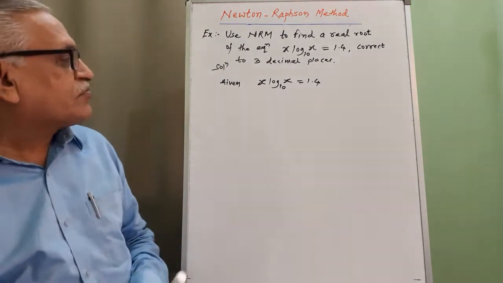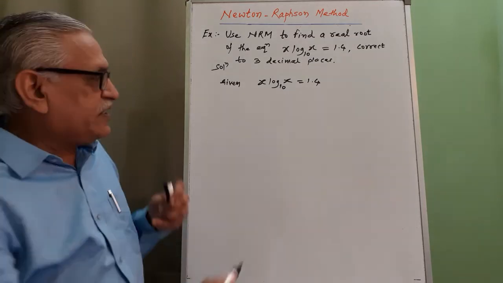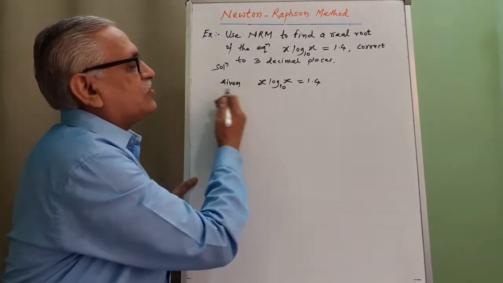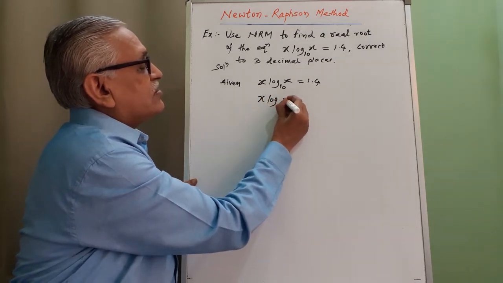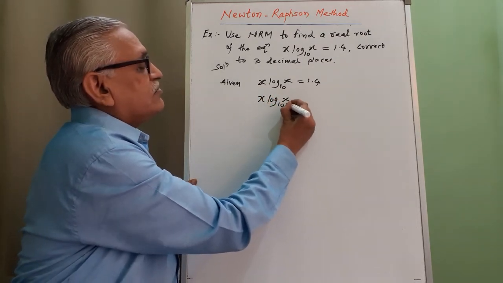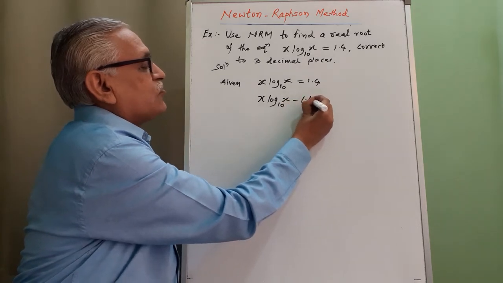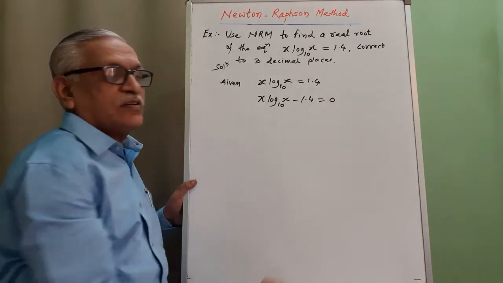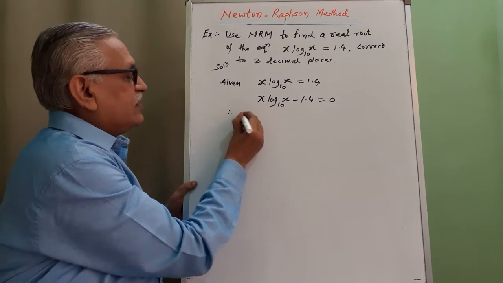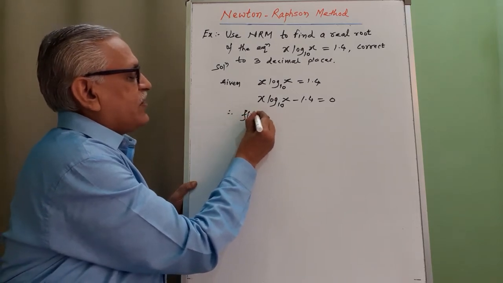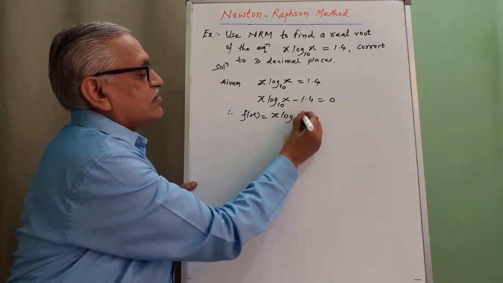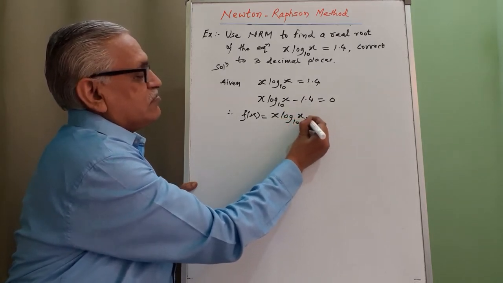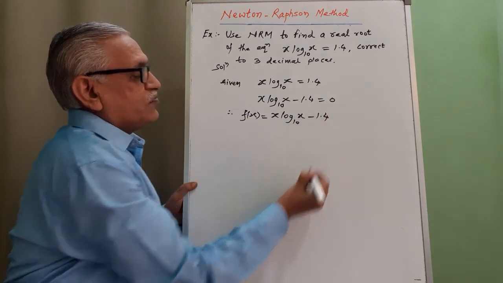Therefore, transferring this to the other side, we get x log of x to the base 10 minus 1.4 equals 0. And from this we get the function f(x) as x log of x to the base 10 minus 1.4.